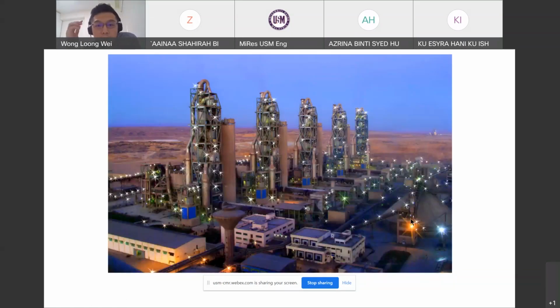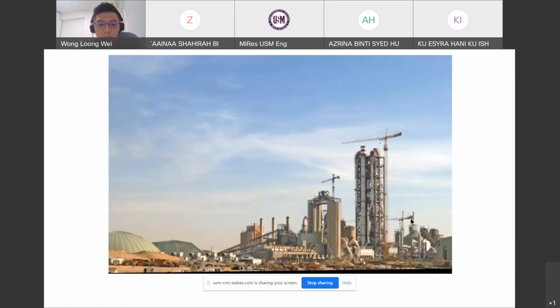Okay. This is a very nice cement plant with 5 cement plants seated side by side in Saudi Arabia. And this is one of the cement plants. It's a very high building. You see the height here is somewhere around 70 to 80 meters high.